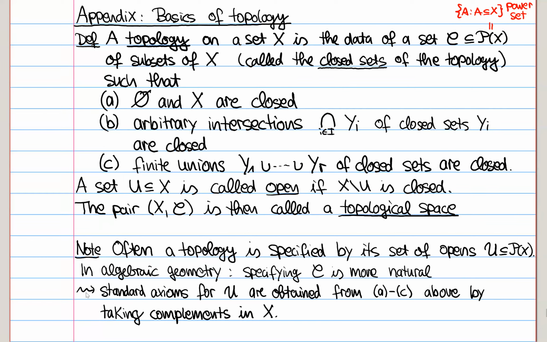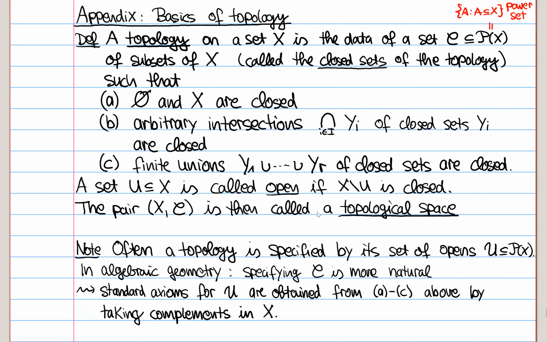And if you want to translate to the usual thing, the usual axioms tell you that you get a set of open sets, which contains the empty set and the entire set. It's closed under finite unions, and it's closed under arbitrary unions and finite intersections. And then if you take the complement in all of these axioms, you exactly get the axioms A, B, C at the top.